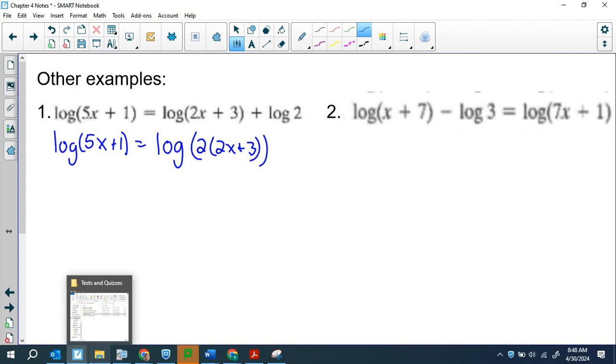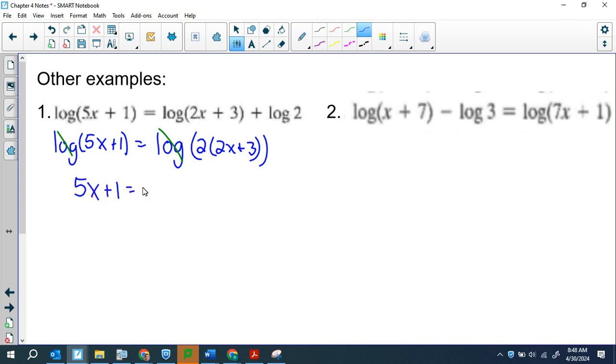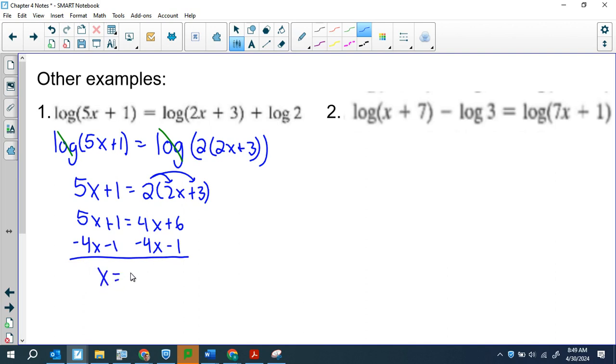And so now, we have the log of the same base, both log base 10s, an equal sign in between. So now those logs can cancel out. So we can just set what's inside the parentheses equal to each other. So we want to distribute. We get 5x plus 1 equals 4x plus 6. And we get all of our x's on one side, numbers on the other. So we would get x equals 5.